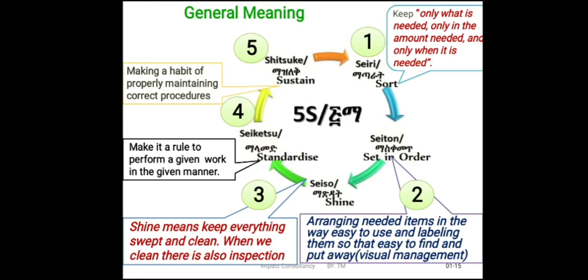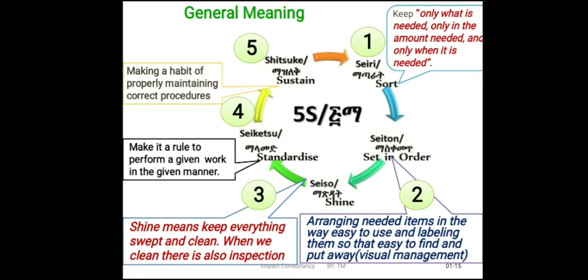Visual management, making a visual management. The third stage is shine, which means keep everything swept and clean. When we clean, there is also inspection, inspection of materials, whether they are broken or not, whether they need maintenance or not. We will check up and maintain it.